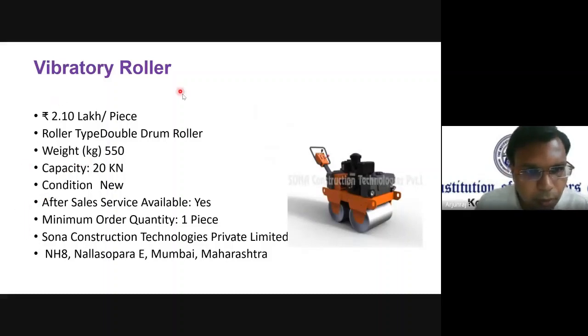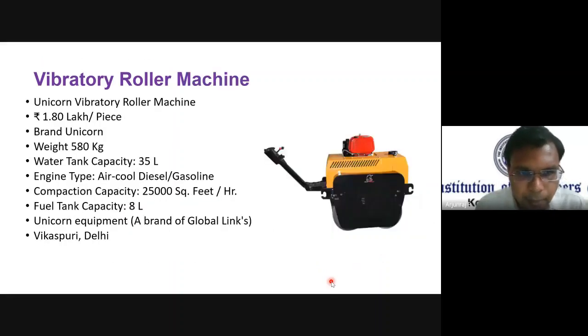And the vibrating roller again it comes with 2.10 lakh per piece, where the weight is going to be 550 kilogram and the capacity is going to be 20 kilonewton. And this has been done in Maharashtra, in Mumbai, a place called Nalasopara by a company called Sona Construction Technologies Private Limited. This is the vehicle of a vibrating roller.